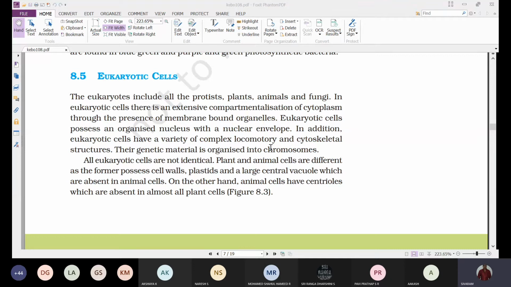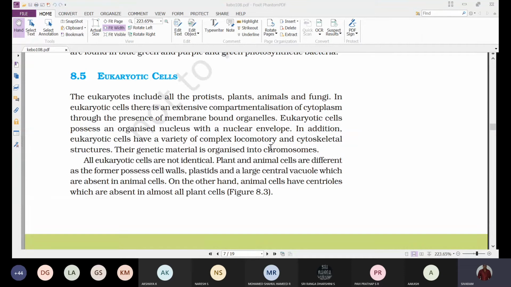Next, coming to the eukaryotic cells. The eukaryotes include all the protists, plants, animals, and fungi. Up to now we have discussed the prokaryotic cells. Now we'll go with the eukaryotic cells. Which organisms possess eukaryotic cells? Protistans, fungi, plants, and animals. All these organisms possess eukaryotic cells.